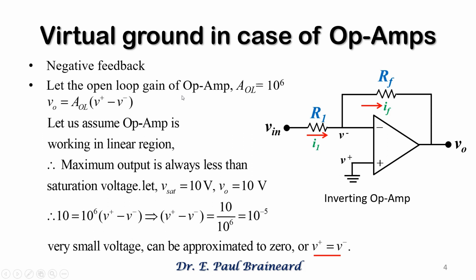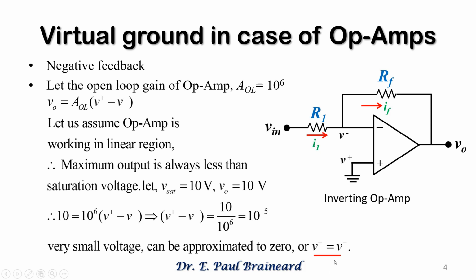Substituting in the output voltage expression, V0 is equal to open loop gain times difference voltage at the input. From this expression, the difference voltage V plus minus V minus is equal to 10 to the power of minus 5. This is a very small value which can be approximated to 0. Therefore, non-inverting voltage V plus minus inverting voltage V minus is equal to 0, or V plus is equal to V minus.